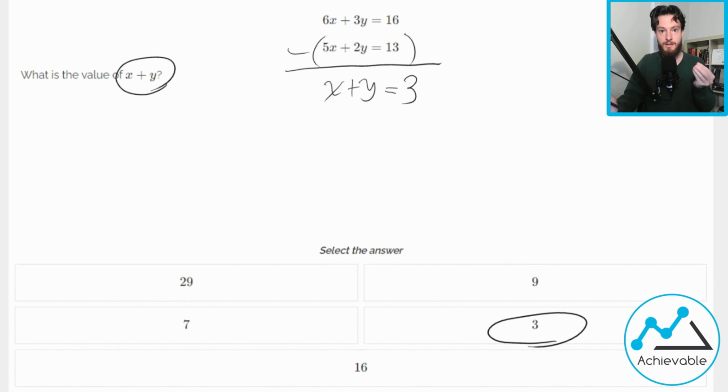Whenever the question is looking for an expression, it is very often the case that you should be thinking, how can I manipulate these two equations? Which one do I need to subtract from the other? Or should I just be adding the two in order to make an expression that looks like the expression they're looking for? And that's how you should do it.